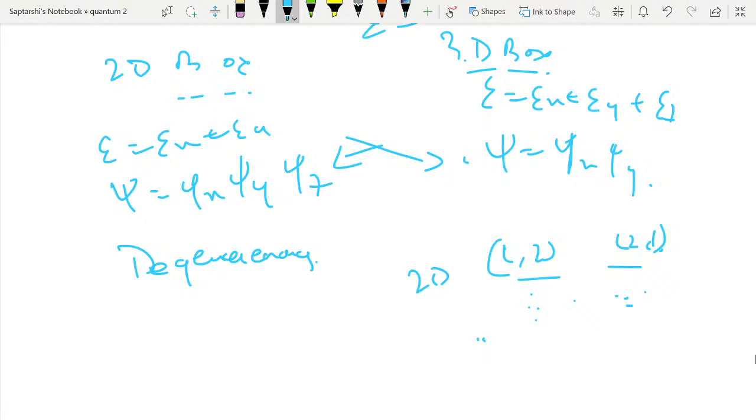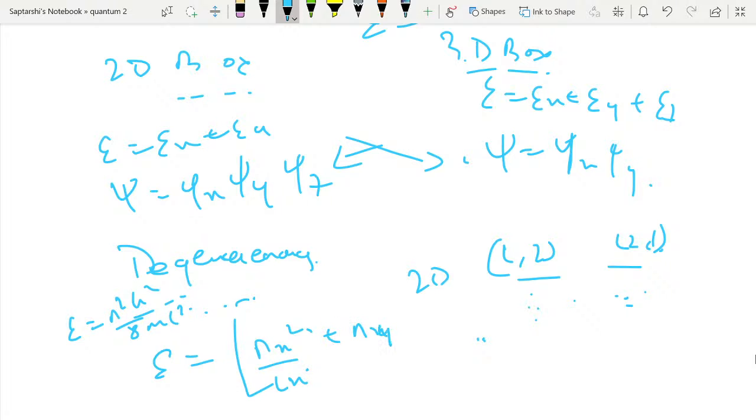See, the lengths for x, y and z are different, so you can write the equation. This is the original form of the equation. So normally energy was given by n square h square by 8 m L square. Now we are saying that it is a 3D box, so it has Lx, Ly, Lz, and all the three lengths are different. So we can write the formula of energy as nx square by Lx square plus ny square by Ly square plus nz square by Lz square, into h square by 8m. That's it.